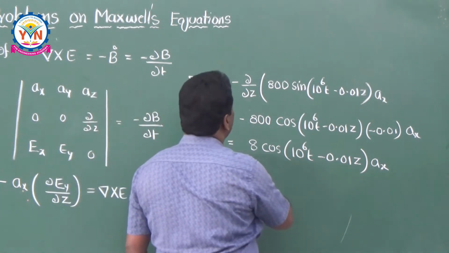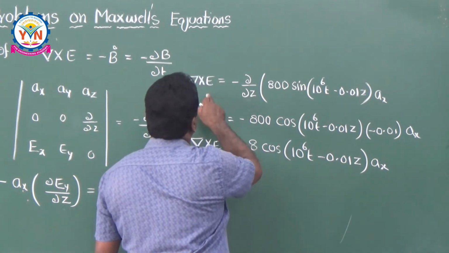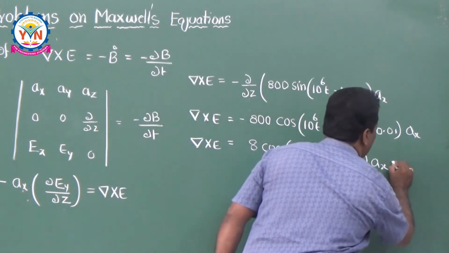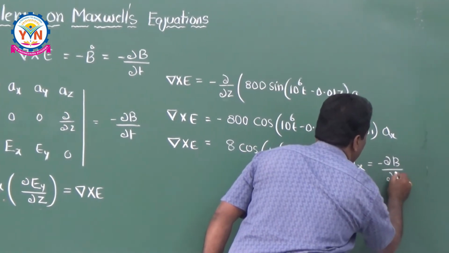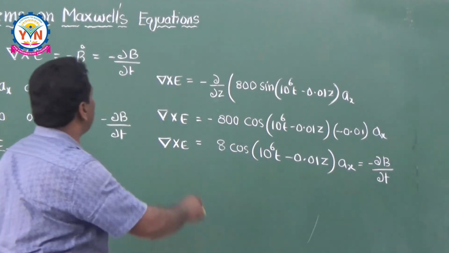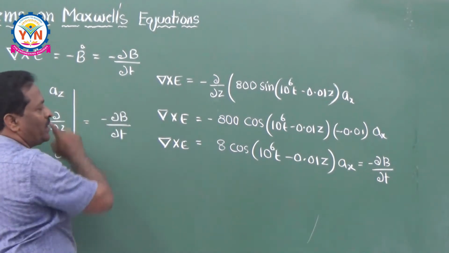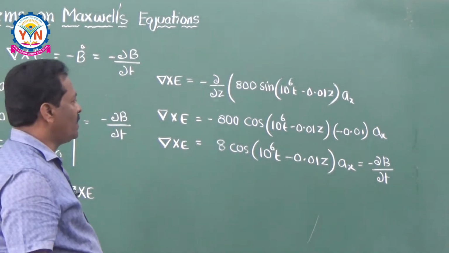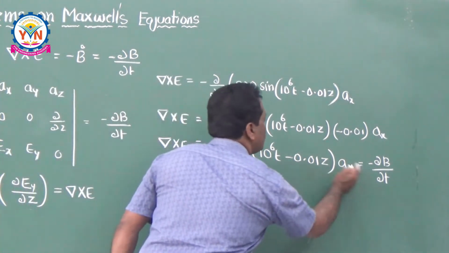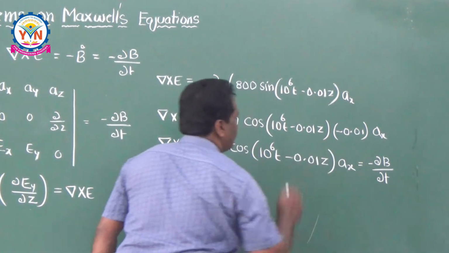And what is the unit of this one? Del cross E is nothing but minus dou B by dou T. From this equation, it is minus dou B by dou T. I think you are following this. Very simple differentiations here. Now, if you take these two, I want only B.